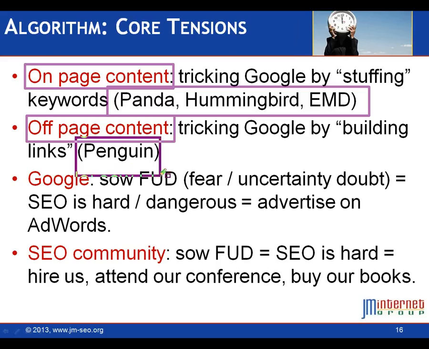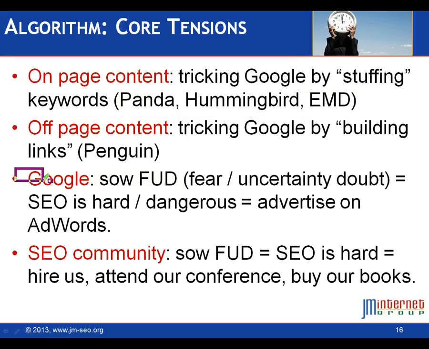The Penguin update, which is the most vicious update of the bunch, is aimed at manipulative link building. So there's a core tension here between Google and the SEO community, and there's a little dance going on between what they allow and what they don't allow and who does what. Now let's talk about the information community.